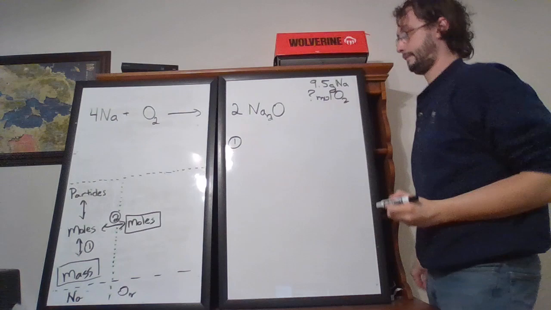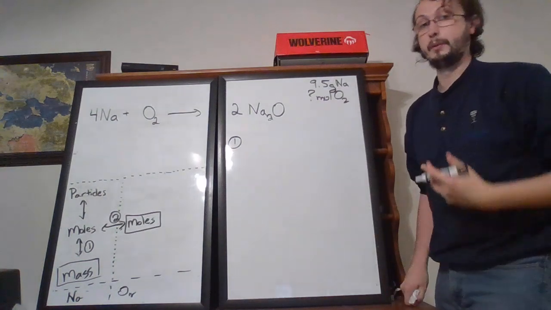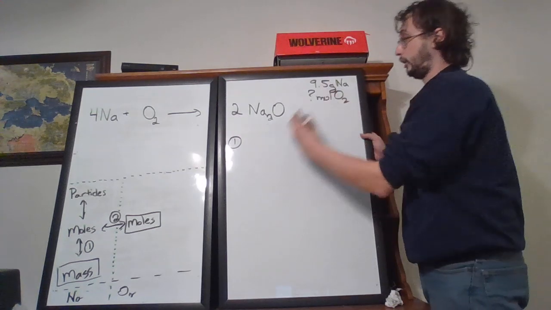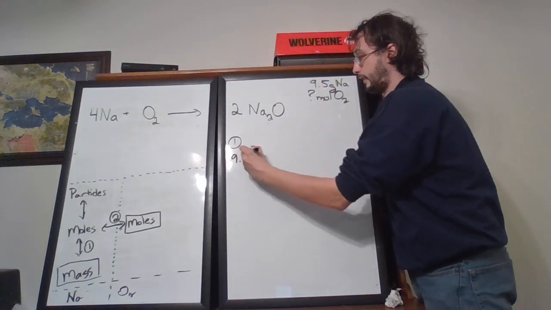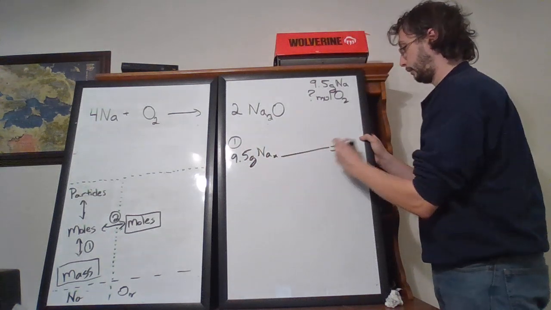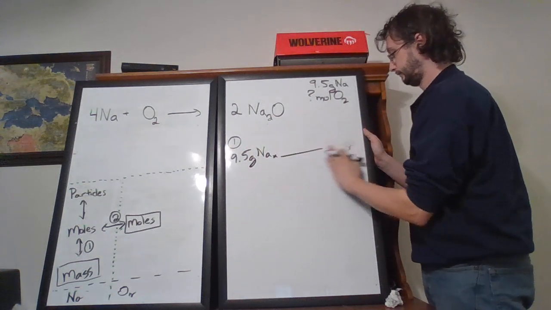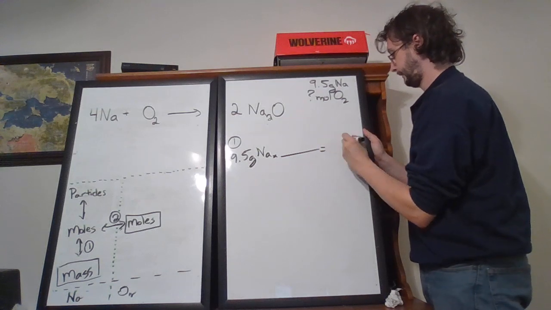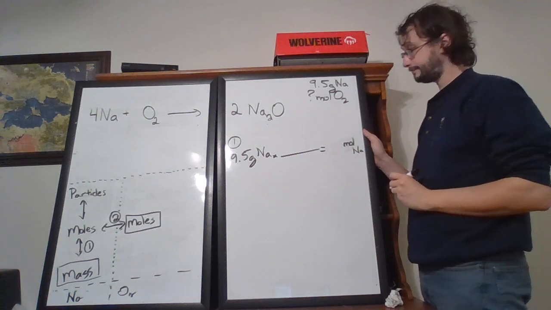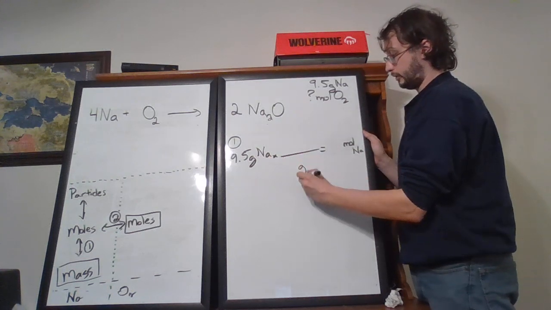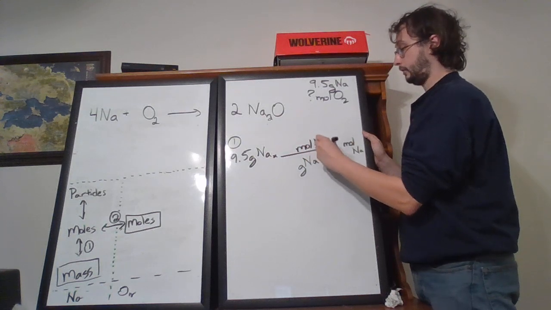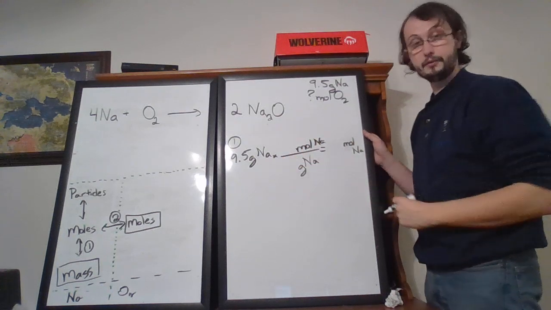Problem number 1 down there is just a mass to moles problem like you've been doing for the past couple of weeks now. So we start off with 9.5 grams of sodium, and we'll just do a 1-step problem where we're trying to figure out how many moles of sodium that is. To do that, we know we need grams of sodium on the bottom, moles of sodium on top. Remember that will allow grams and grams to cancel out.